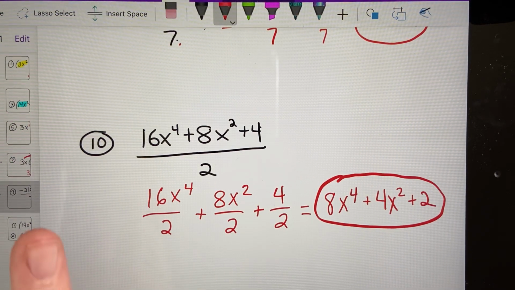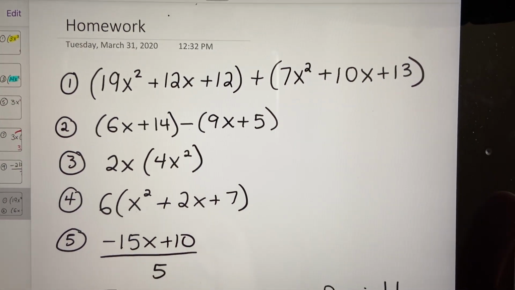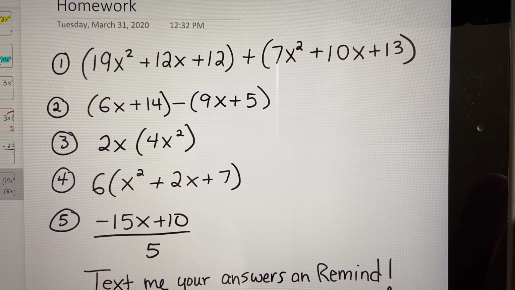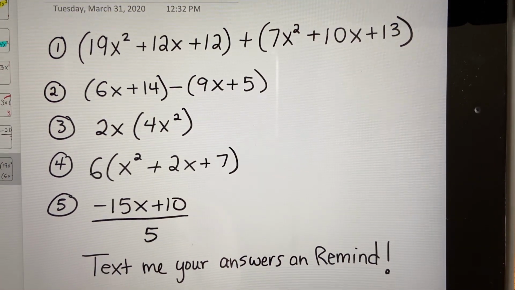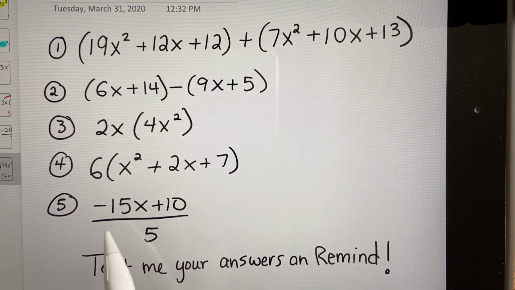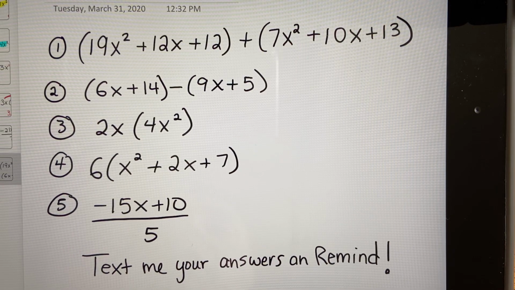Today's homework assignment has one of each type. Okay, we've got adding, subtracting, multiply monomial, multiply by a polynomial, and then division. And then I want you to text me your answers on Remind. I feel like that's the easiest way for you guys to send me your work.